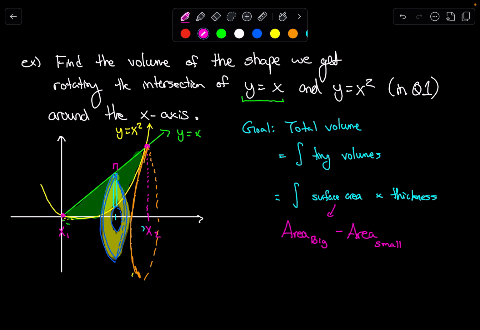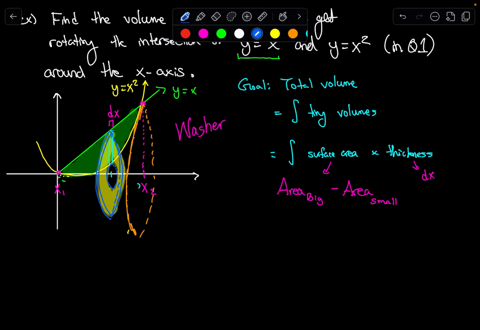Now, how about the thickness? What is the thickness of this particular washer? This washer, I can't even say it. This washer sort of shape. You try saying that 3 times fast. Well, the thickness of this washer is just going to be dx as it has been before. So dx again.